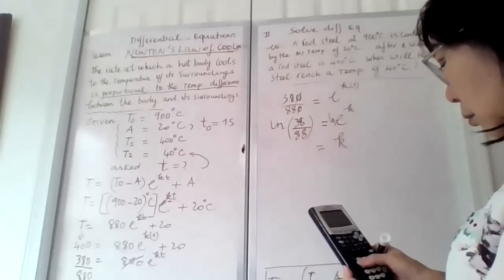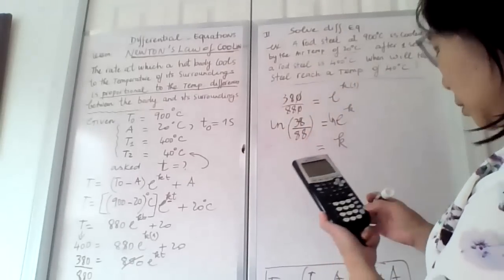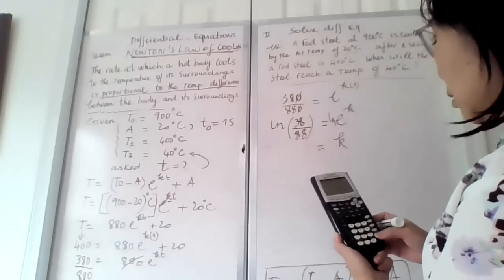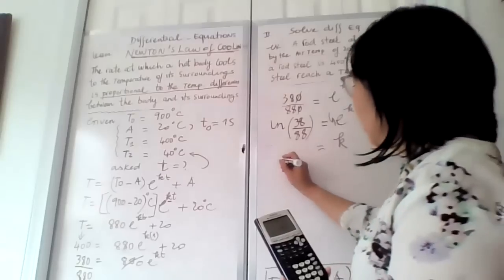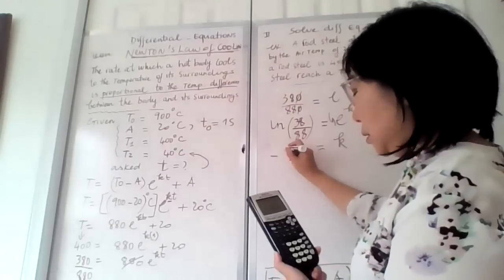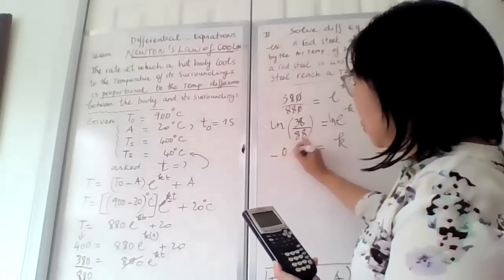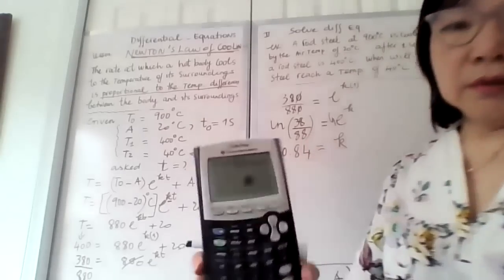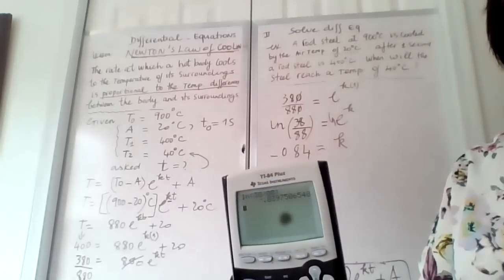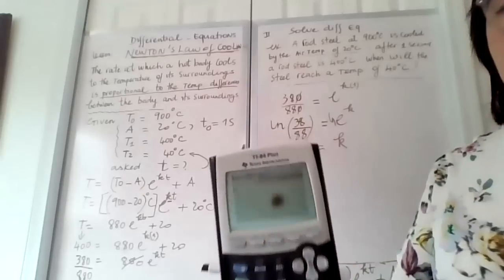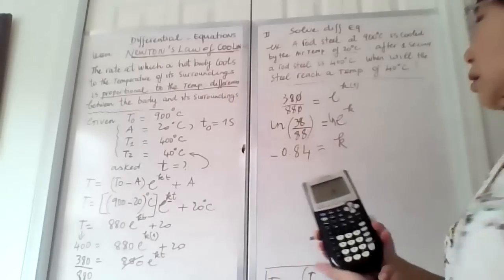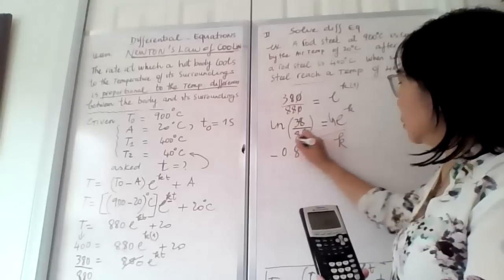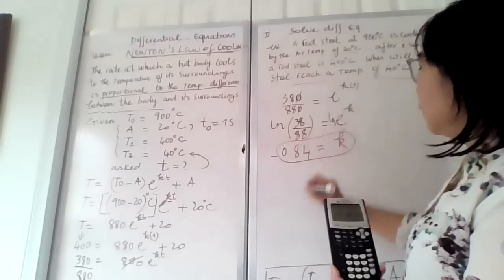So ln of 38 divided by 88 equals minus 0.84, rounded off. So that's what's on my calculator. Can you see it? Okay, so now we know K. This is our K. You see the K value.